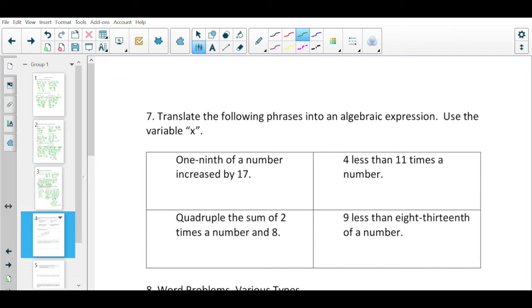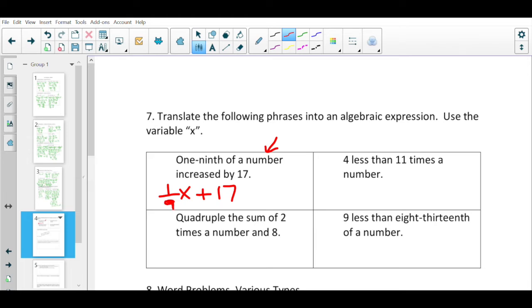Everybody's favorite, word problems. Let's do some word problems. Translate the following phrases into an algebraic expression. Use the variable x. 1/9 of a number increased by 17. So the number is x. 1/9 of it, 1/9 times x. Increased by 17, keyword, that's add 17. Increased by 17, okay?